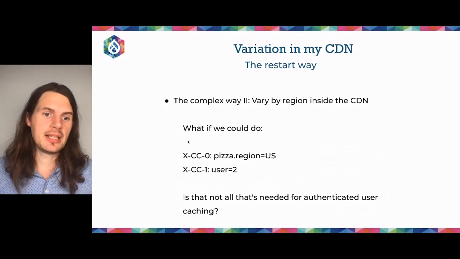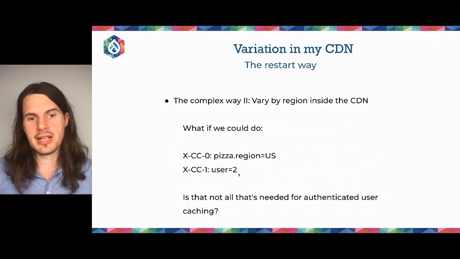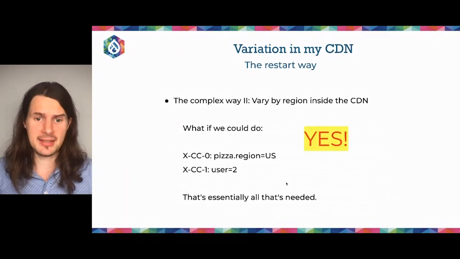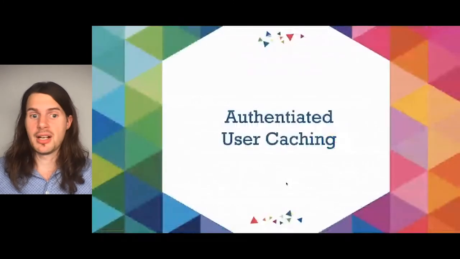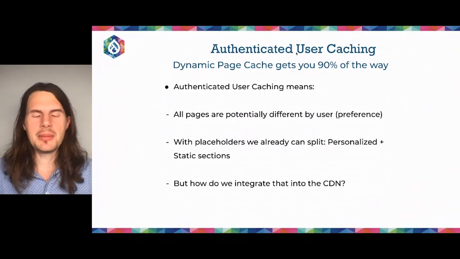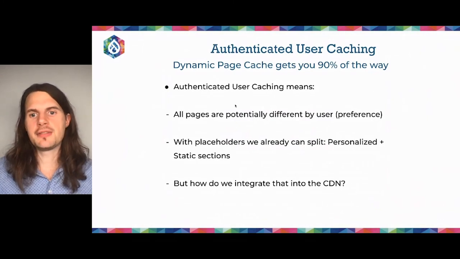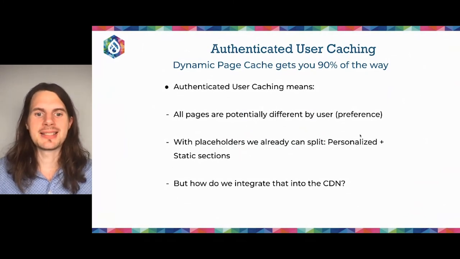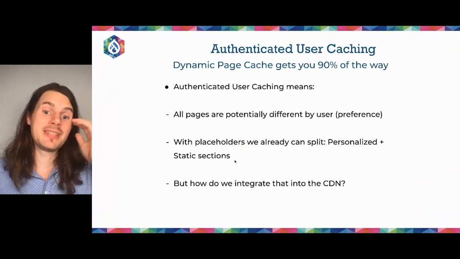The nice thing about that is, if we could do this, if we could have like user equals 2, would that not all be needed for authenticated user caching? And yes, that's exactly what's needed. So that brings us to authenticated user caching. And Dynamic Page Cache gets you 90% of the way already. And that's great about Drupal 8, 9, 10. We have auth cache essentially in core. Dynamic Page Cache is an authenticated user cache. So all pages are potentially different by user with a preference. And with the placeholders, we can already split the personalized and static sections. But now the question is, how do we integrate that into the CDN?